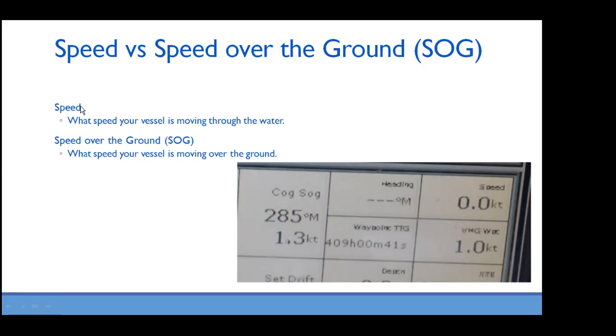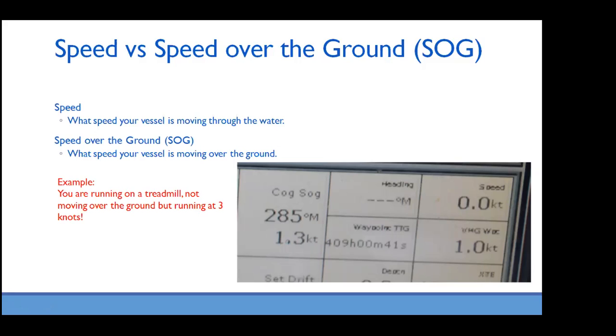That's the difference between speed and speed over the ground. If you take as an example you running on a treadmill, you're running along at 3 knots, but you're not actually moving. You're staying on the same treadmill. The same thing can happen at sea.